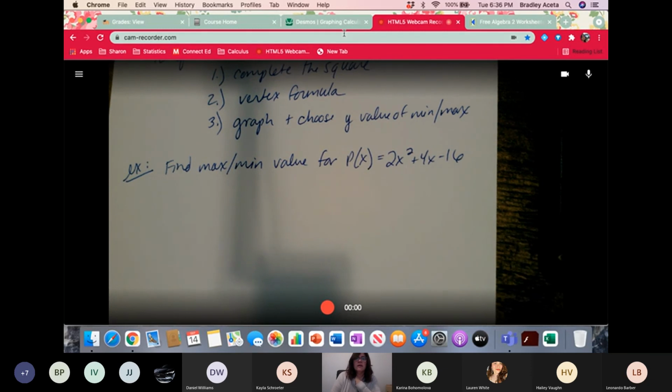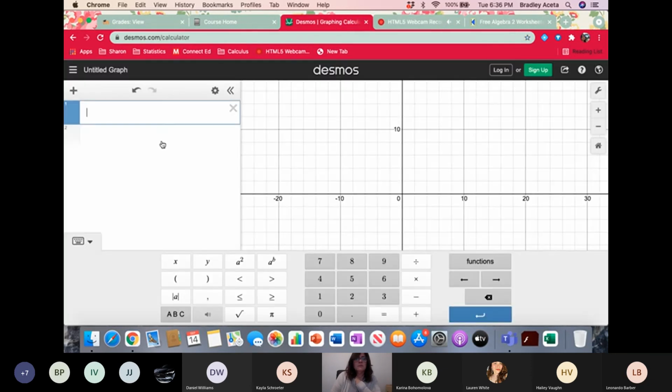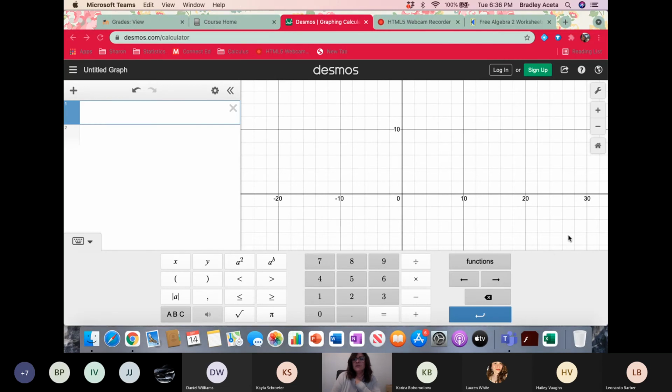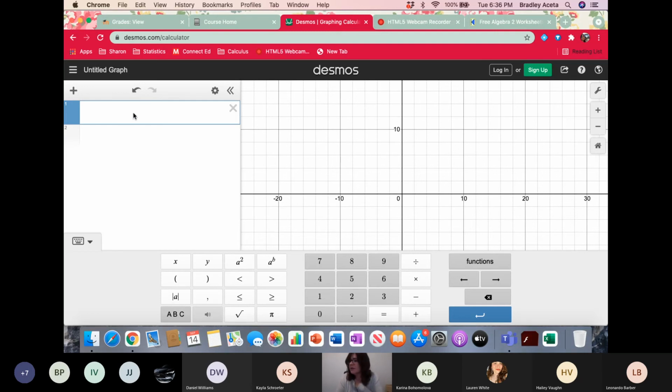So all you have to do is type in desmos.com, and then it asks you to click on a calculator, the graphing calculator at the top. And right here in this first line box, I am going to type the function 2x squared plus 4x minus 16.